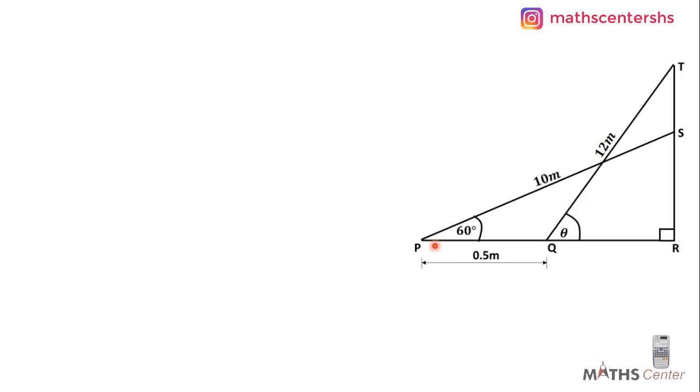Okay. So now we know PR to be 5 meters, but we know that PR, that is moving from P to R, is equal to PQ plus QR.